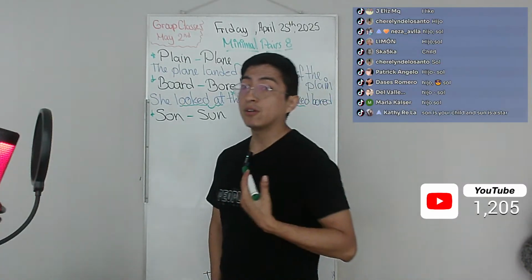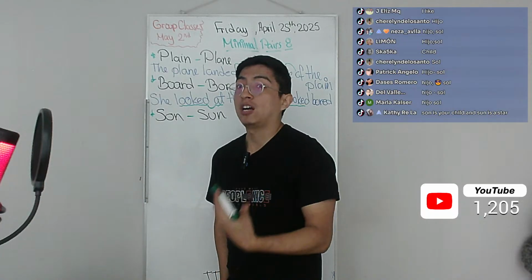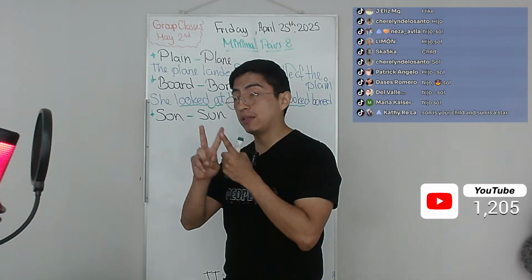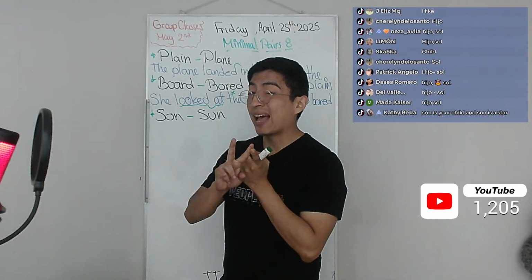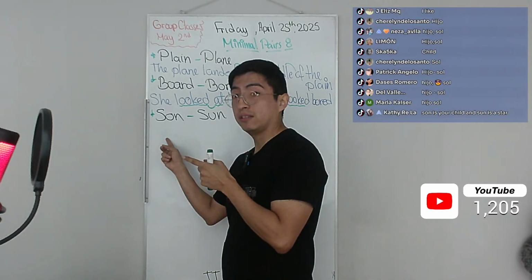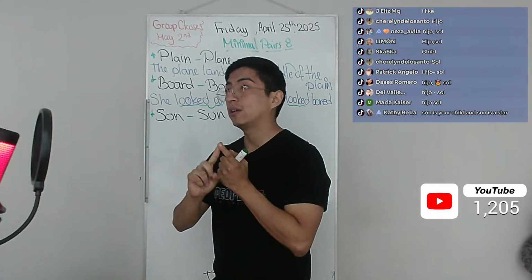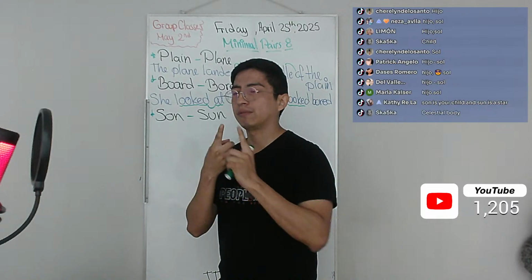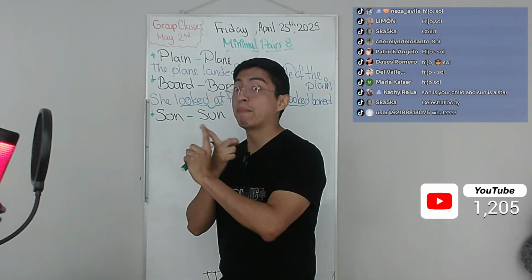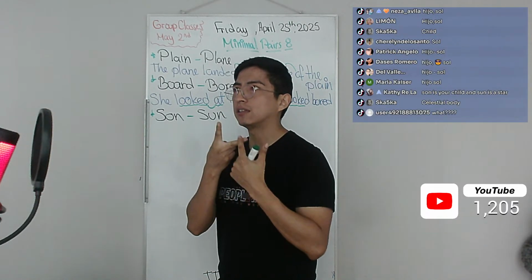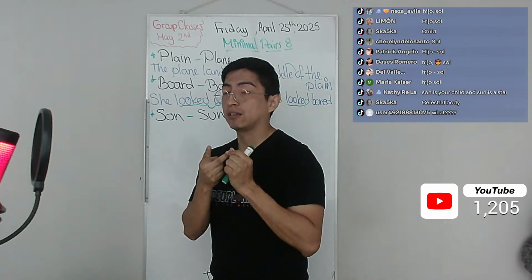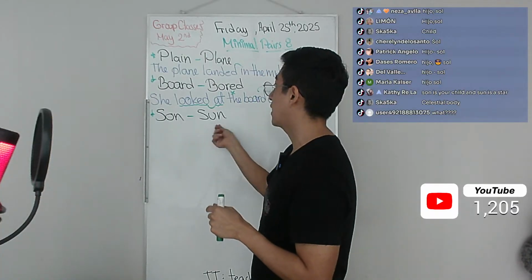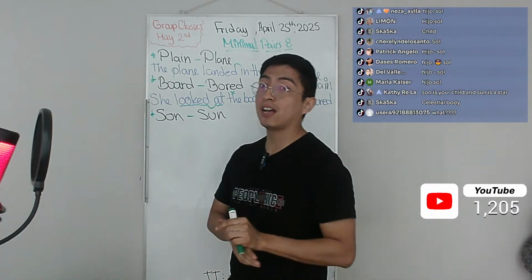Okay, number one, we have here a son. If you have a child, if you have a baby, you have two possibilities, right? You may have a son, a boy, or you may have a daughter. So we have the son, a male child, and the daughter, a female child. So we have here son.